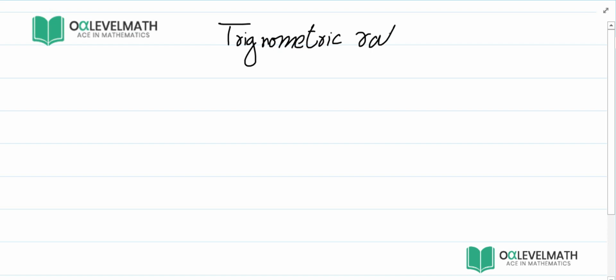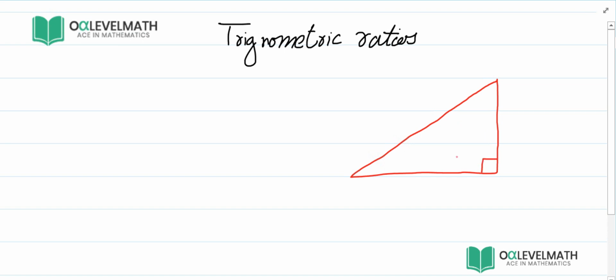Today our topic is about trigonometric ratios. As we know, there is a right angle triangle where we have a right angle and two angles which are acute angles. Now let's list the names of the lengths of this triangle.